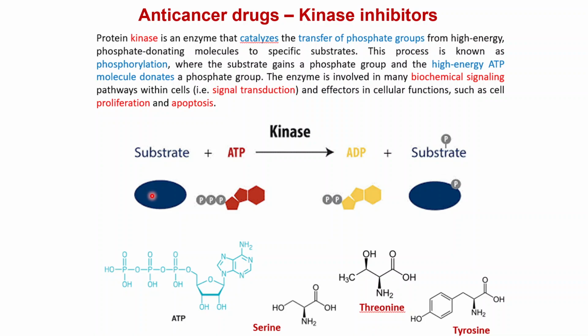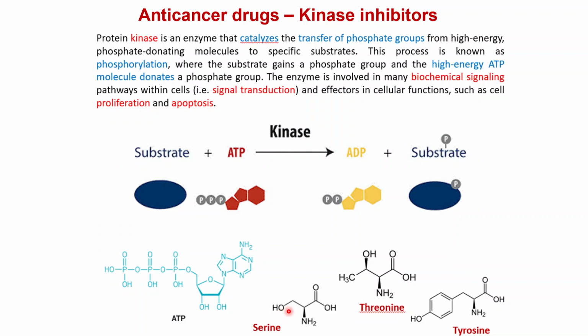Now how does this incorporation happen? There are three amino acids which are very crucial in the case of the kinase enzyme: serine, threonine and tyrosine. If you look carefully, there is one common structural aspect in serine, threonine and tyrosine. All three have a hydroxyl group in the R position. Basically, this hydroxyl group is getting phosphorylated.